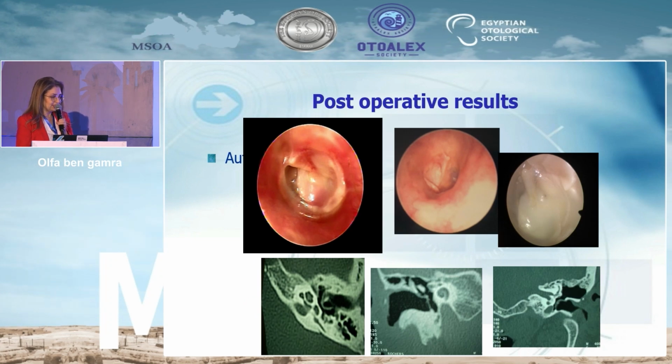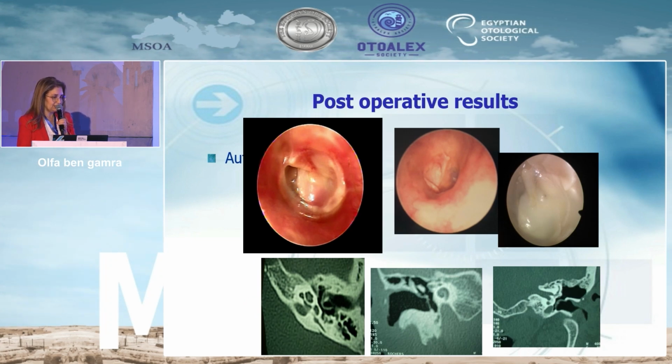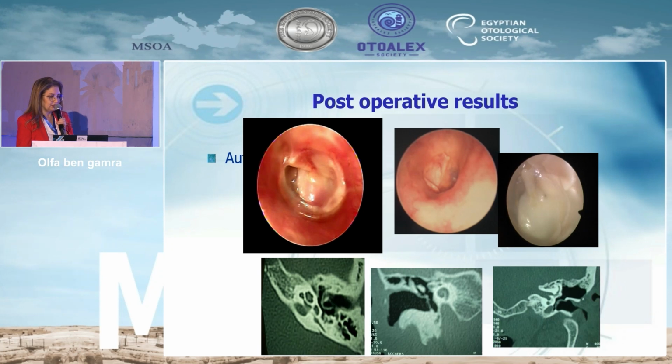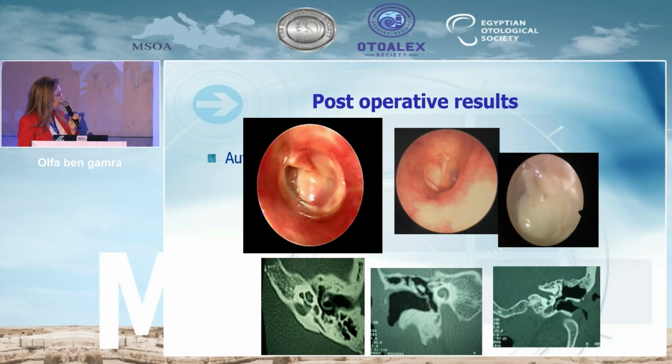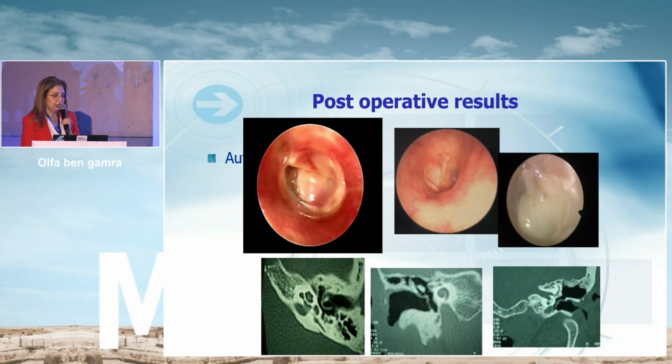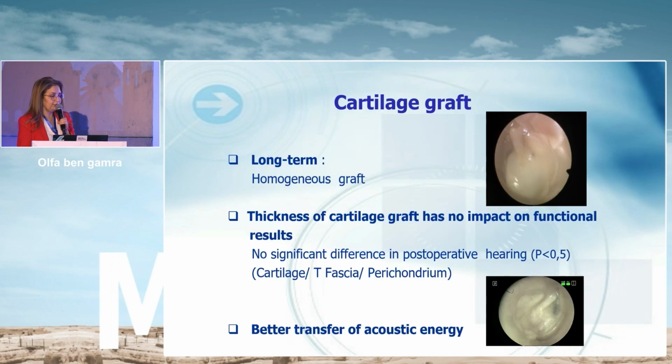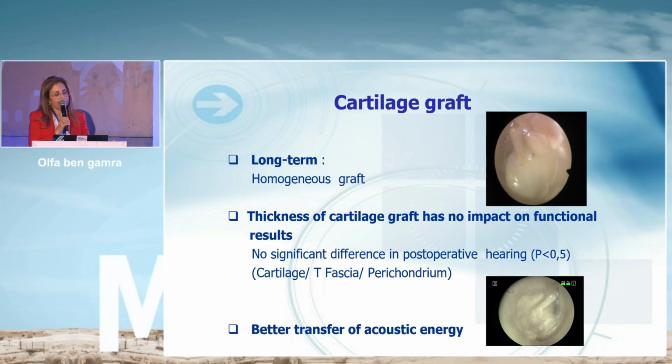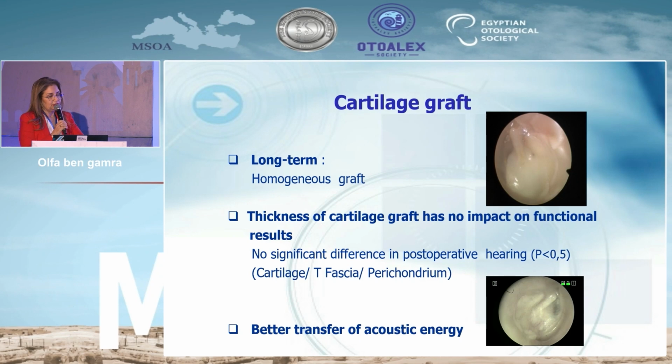Some post-operative results on the scan: the cartilage has a nice curvature. The middle ear is well pneumatized, and over time the cartilage becomes homogeneous, and it can integrate the structure of the middle ear.